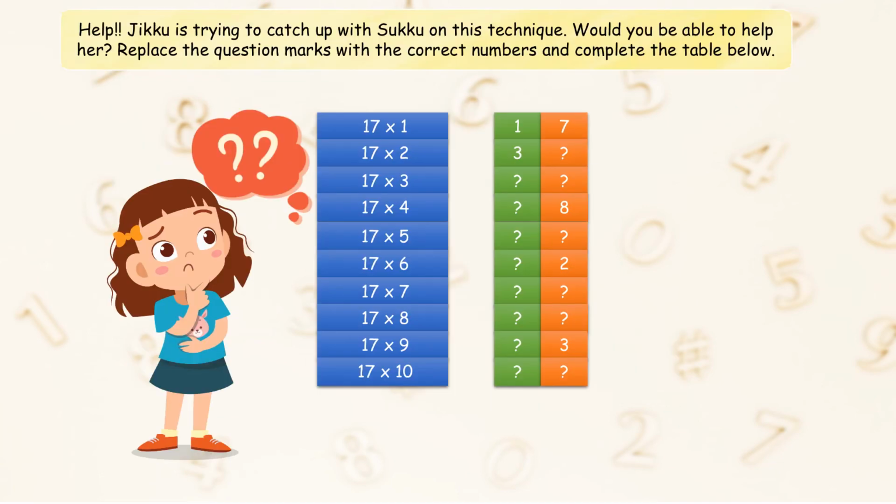Help! Jikku is trying to catch up with Sukku on this technique. Would you be able to help her? Replace the question marks with the correct numbers and complete the table below.